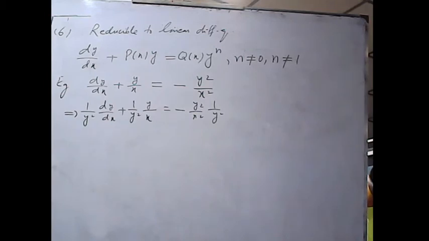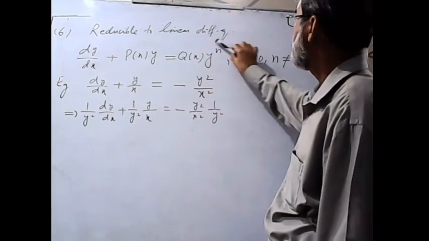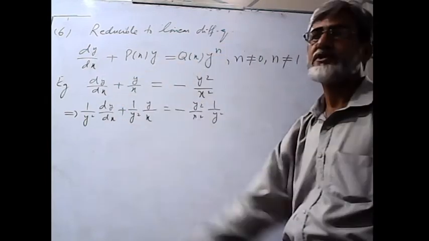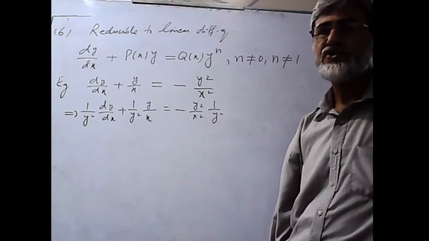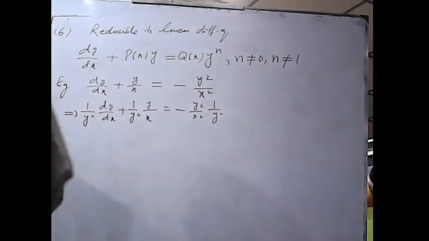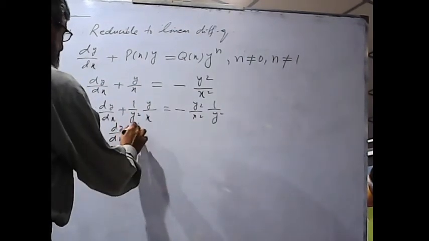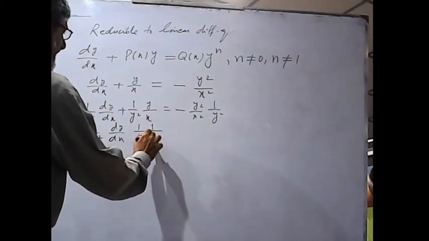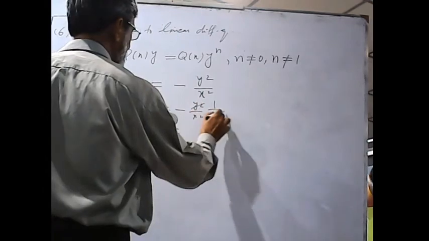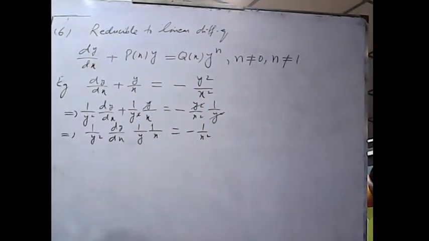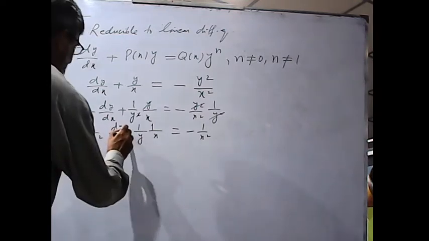So you can generally understand, always divide the whole equation by y power n. This is the disturbing factor of the nonlinear. So divide the whole equation by this to maintain the right hand side term, which involves only a function of x. Then simplify: first dy by dx, then y cancel, 1 upon y, then 1 upon x, this y cancel, then y square cancel, minus 1 upon x square. Now the right hand side term maintains a function of x, but the left hand side does not maintain our standard linear form. The sign plus is also here.